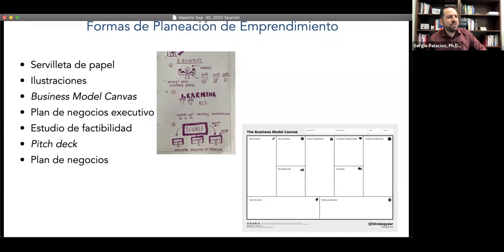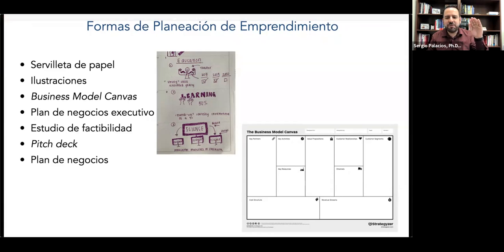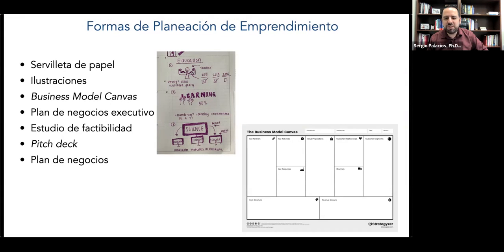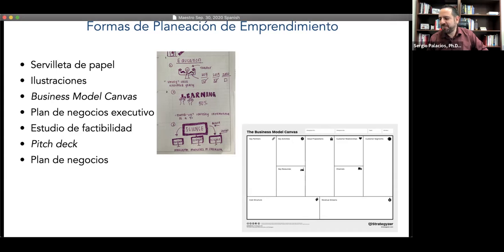Después hay un plan de negocios ejecutivo, que es básicamente, como dicen en inglés, one pager, una, dos, tres páginas, escrito qué es tu negocio, cuál es tu negocio. Estudios de factibilidad son más para entender si hay verdaderamente una demanda para tu producto, si va a ser un verdadero negocio rentable.